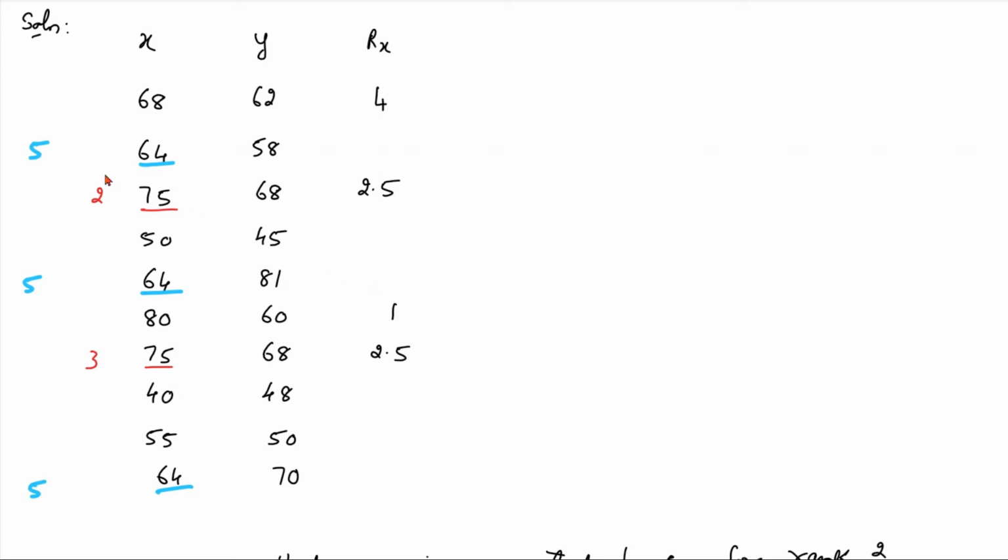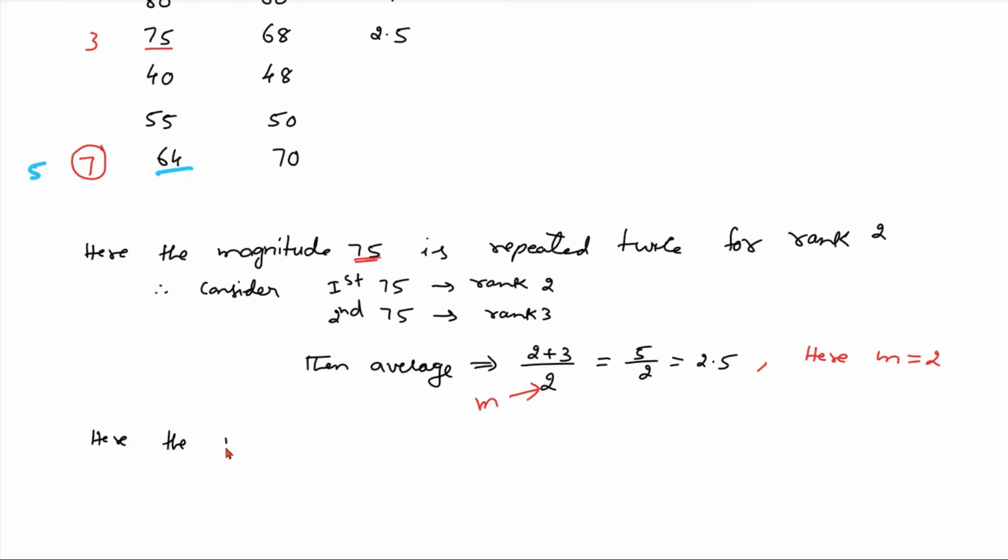But I cannot take the actual rank to be 5. So one I'll take as the 5th rank, this I'll take as the 6th rank, and this as the 7th rank. That means I have to take the average of the 5th, 6th, and 7th ranks. The magnitude that we are taking here is 64. Here the magnitude 64 is repeated thrice, for rank 5. But I cannot take rank 5.